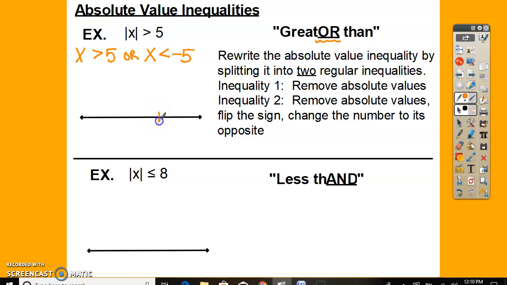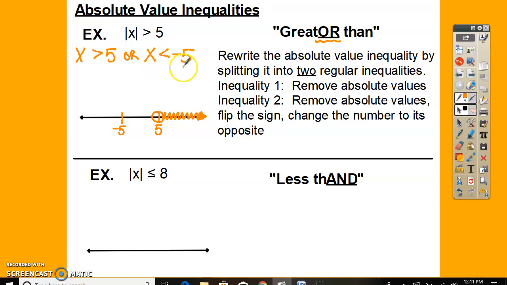So if I plot this on a number line, I'm dealing with a 5 and a negative 5. So my first inequality is that all of my x values are greater than 5. So that means all of my answers are bigger than 5. So I use an open circle because it does not have an equal sign underneath of it. So that means it's an open point. It does not include 5, and it's everything greater.